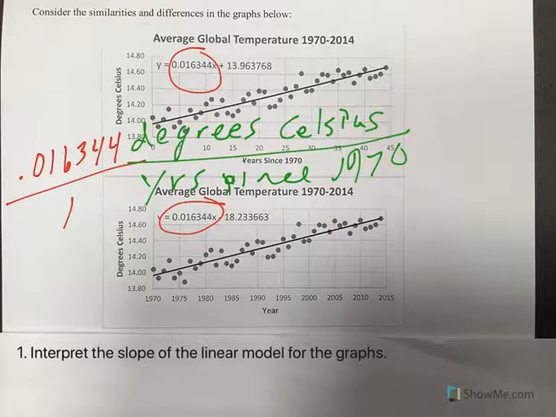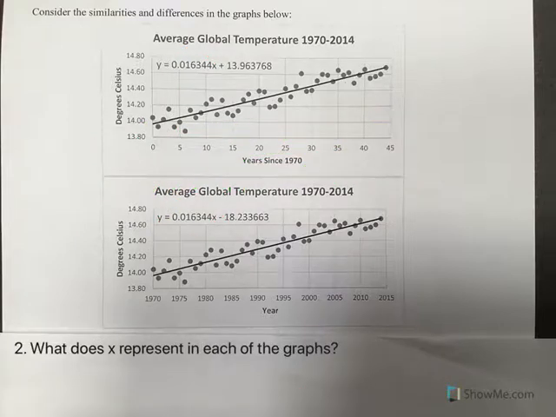Let me go ahead and type that out. And there you can see the sentence in red at the bottom. The degrees in Celsius have increased 0.016344 for every year since 1970. And that is what our slope means. What does x represent in each of the graphs? Well, we kind of already talked about this, but it's years since 1970.